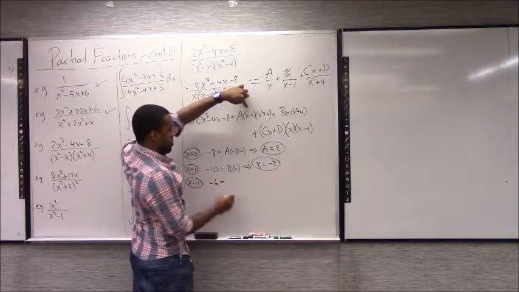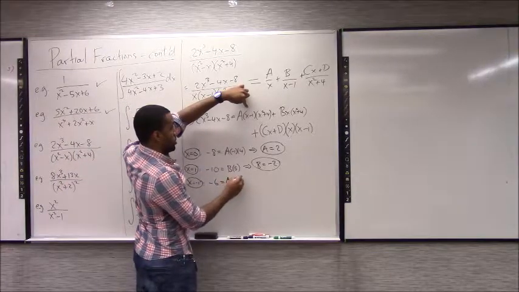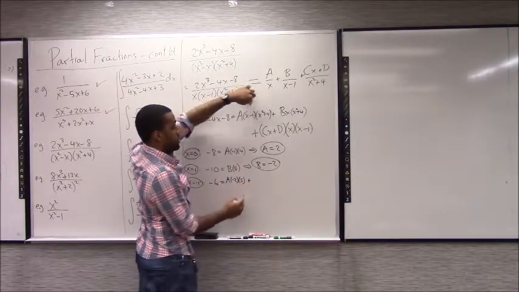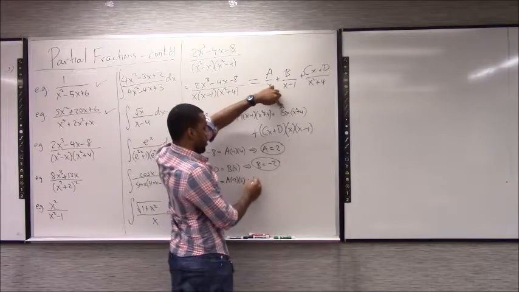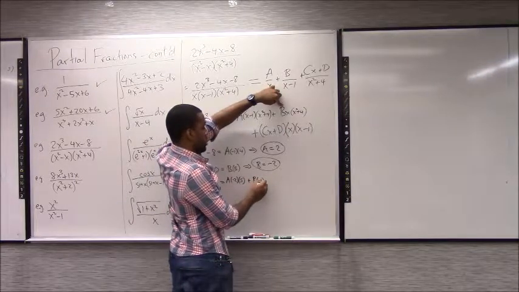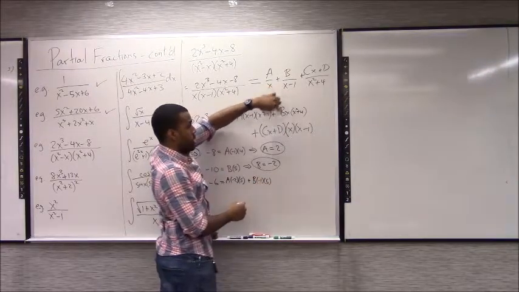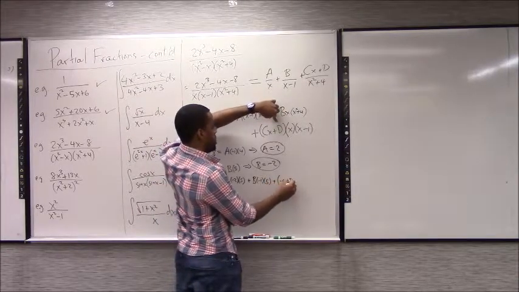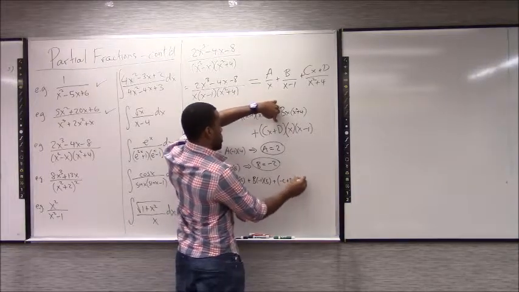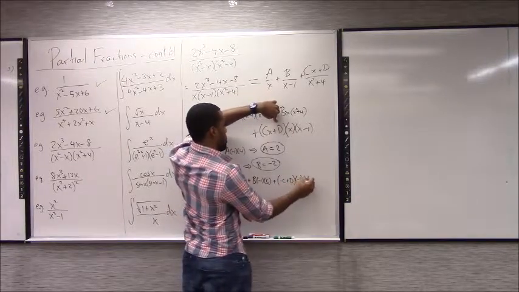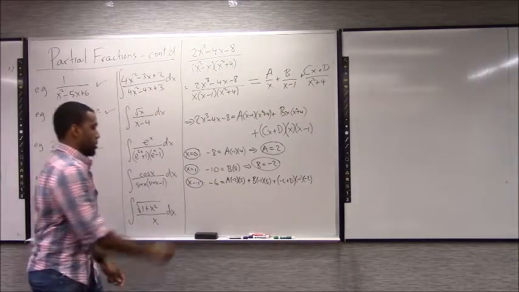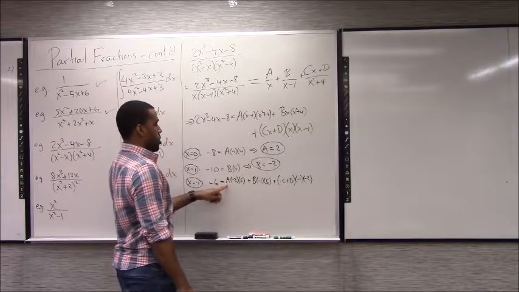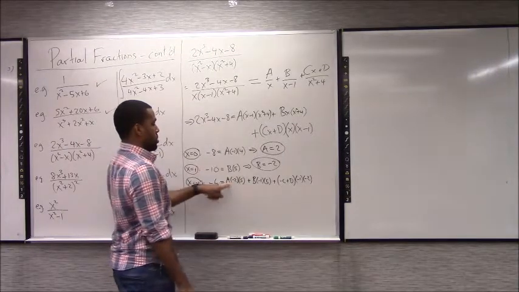-1 here would give me a times minus 2 times 5. Plus, here if I plug in -1, that will give me b times minus 1 times 5. Plug in -1 here, that will give me minus c plus d times minus 1 times minus 2. So here, I actually know already that a is 2, so I can plug that in here.